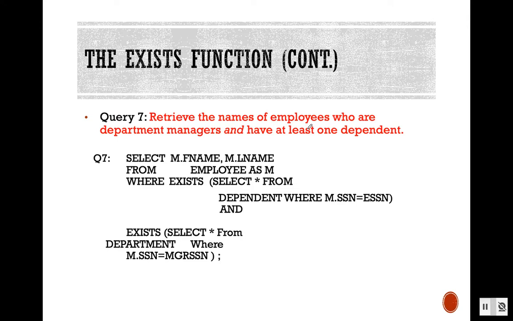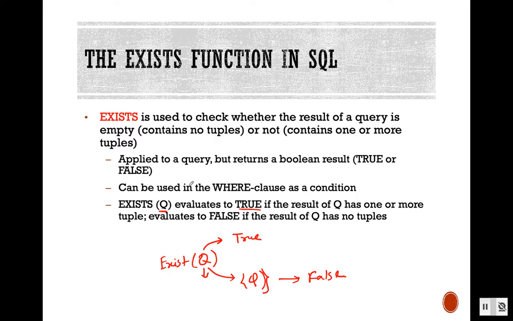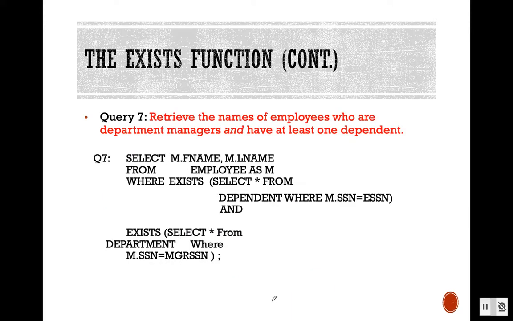Let's see an example. We are going to use the exist function specifically for a correlated nested query, and we can use it in a where clause as a condition. Finally, the exist function is going to be evaluated to either true or false.